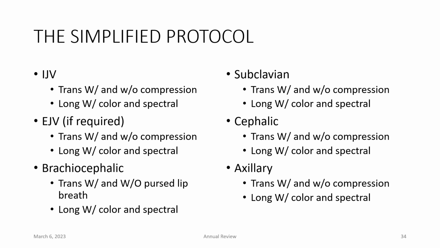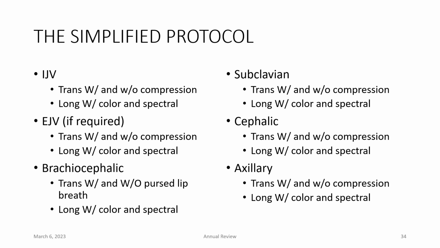in transverse B mode, with and without compression, compressing every 2 to 3 centimeters, taking representative images at the proximal, mid, and distal regions, and then assessing again in long B mode, in long with color, and in long with spectral at proximal, mid, and distal regions.